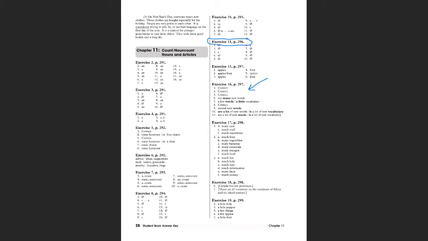And number 11, we should use are a lot of new words with the S, or is a lot of new vocabulary. So basically 10 and 11 are kind of the same thing. It's just two different ways to correct it. So if you need help with that, look over here on your screen. Your screen says 10 and 12, but it should be 10 and 11.